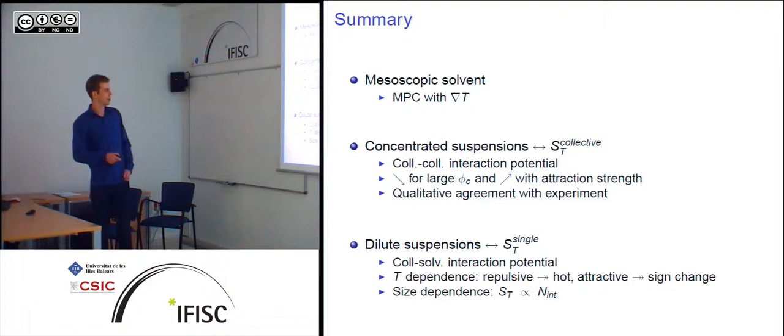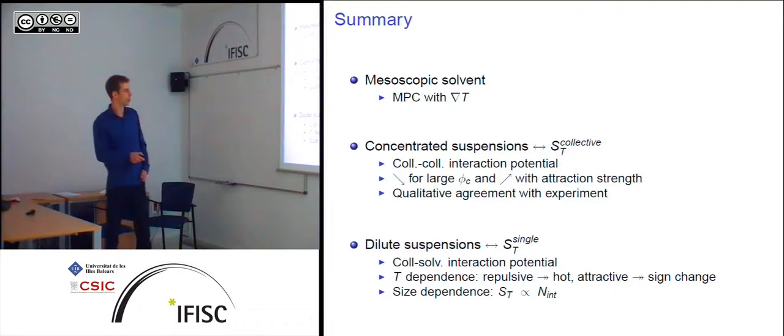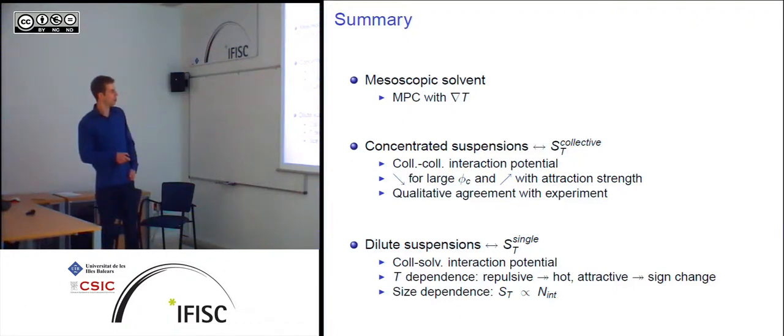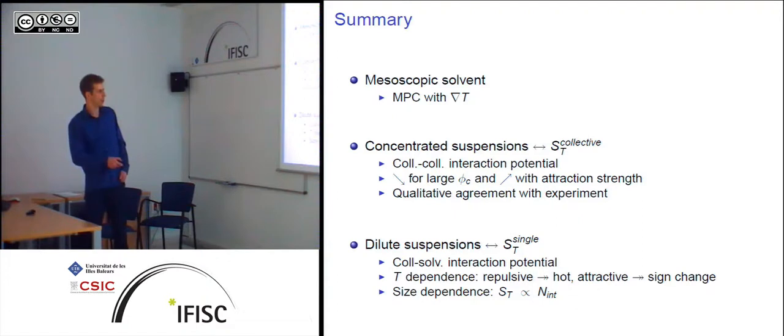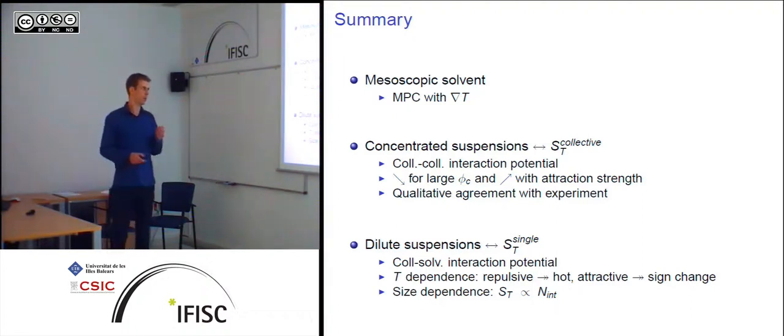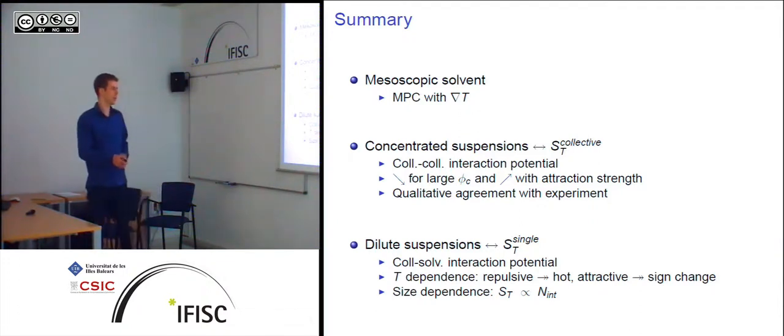And in dilute suspension, where we observe effects of the single particle Fourier coefficient, we have used an explicit colloid-solvent interaction potential. We study the temperature dependence and find that repulsive particles always go to the hot side, and for attractive particles you have a sign change, so that they go to the cold side for low temperatures and to the hot side for high temperature. And we observed that the size dependence of the Fourier coefficient can be explained by the scaling of the number of interacting particles.